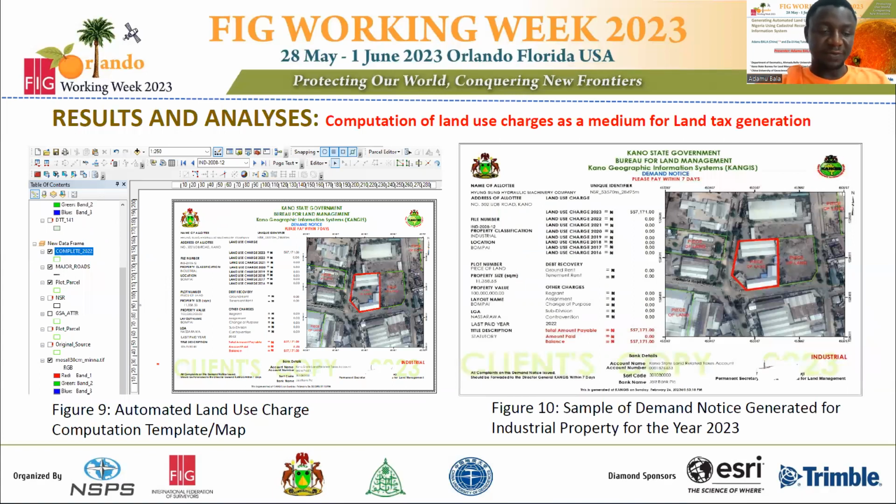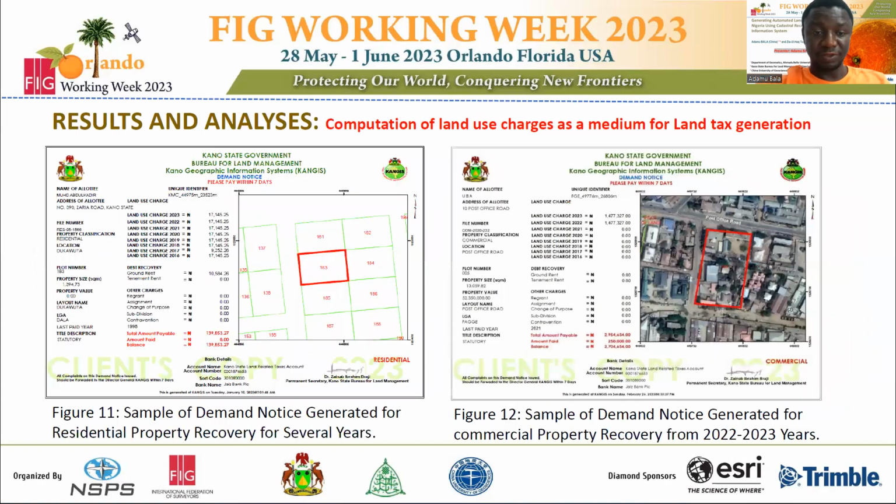Results and analysis. Figure 9 is the automated land use charges computation template, which was generated from the codings created in the land use fabrics. As you can see, figure 10 is a sample of the demand notice generated for an industrial property for the year 2023, which is the notice given to the owners of such properties located within the industrial area for them to be able to pay their land use charges when due.